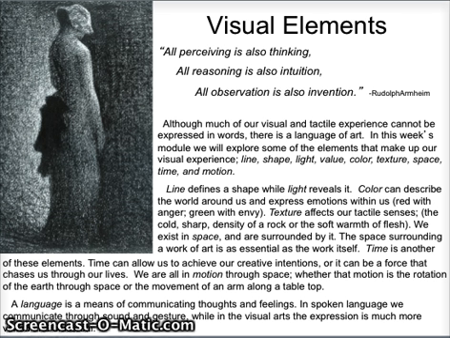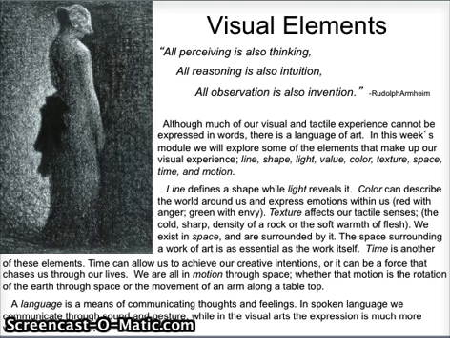What we're going to look at with the visual elements are line, shape, light, value, color, texture, and space, time, and motion, which sort of go together. Line defines a shape, while light reveals it. Color can describe the world around us and express emotions within us. Texture affects our tactile senses. Cold rock or warm flesh, holding a baby, for example, versus holding a stone.